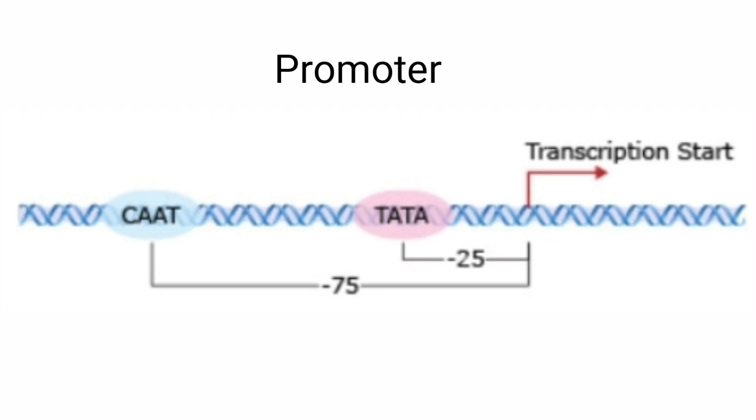The promoter is approximately 100 base pairs long with two important sequences, TATA box and CAT box. TATA box is approximately 25 base pairs before the transcription start site. CAT box is approximately 75 base pairs before the transcription start site.